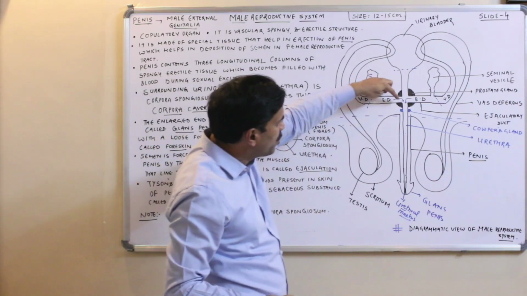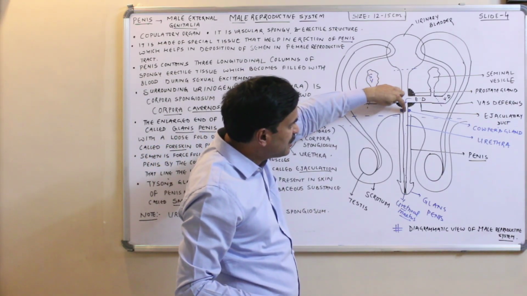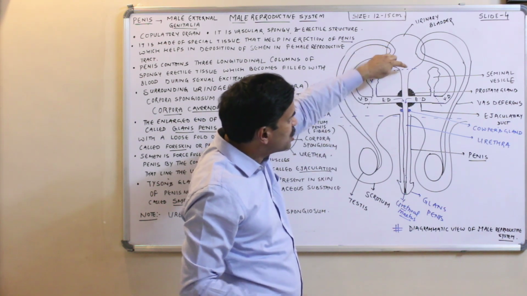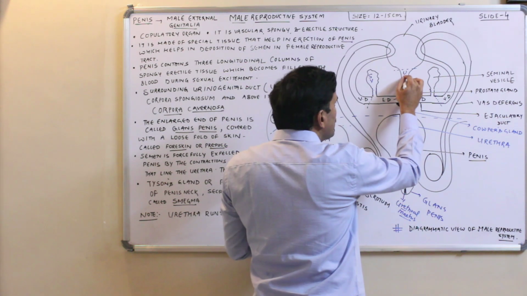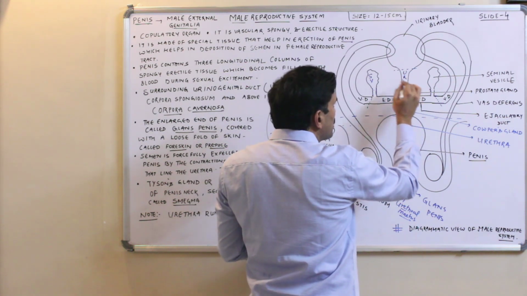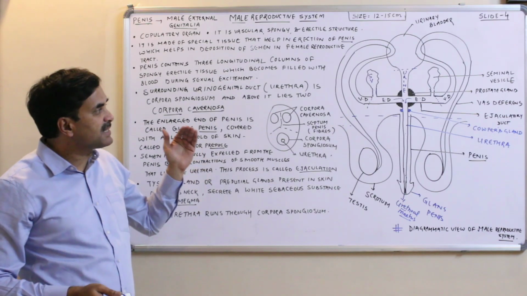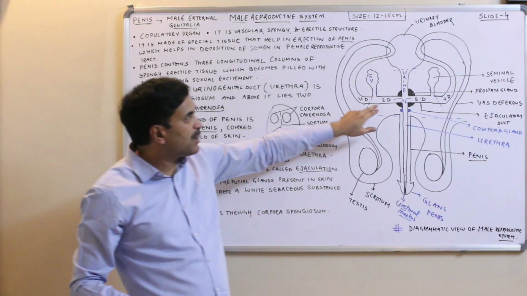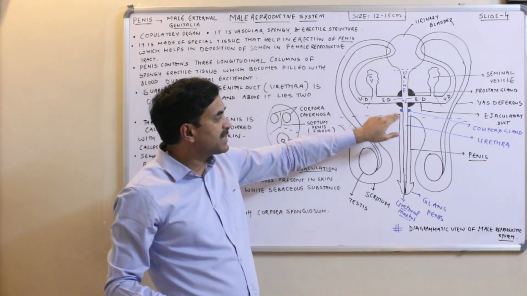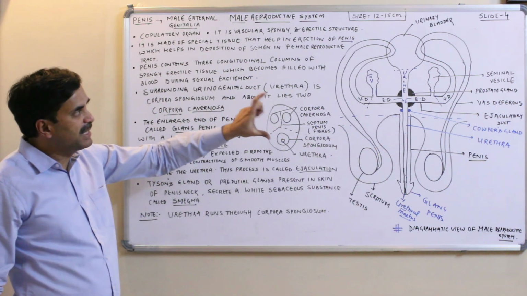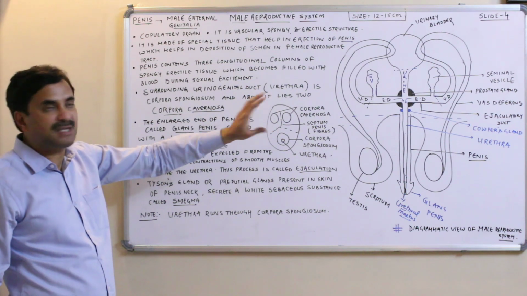The ejaculatory duct pours semen into the urethra, and the urinary bladder pours urine into the urethra, and hence we can say that the urethra has dual function, to ejaculate semen and to excrete urine. So this diagram is the best diagram to explain the male reproductive system.